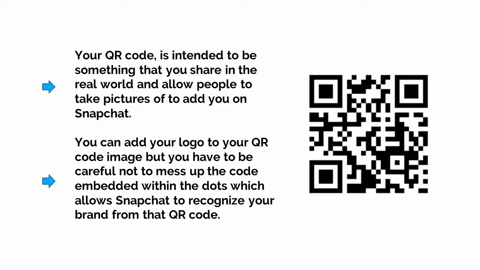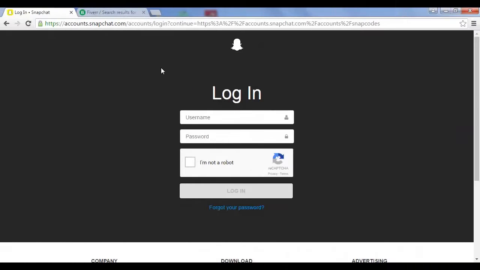You can add your logo to your QR code image, but you have to be careful doing it so that you don't mess up the code embedded within the dots that allows Snapchat to recognize your brand from that QR code. The first thing that you're going to do is download your QR code, which requires you to go to the Snapchat website, log into your Snapchat account, and then download your QR code. Then you can either take it into Photoshop yourself, and Photoshop is recommended for this particular project because of the layers function, and magically erase the white ghost. Then you put your logo on the layer below it so that it can be seen through the transparency of the ghost.